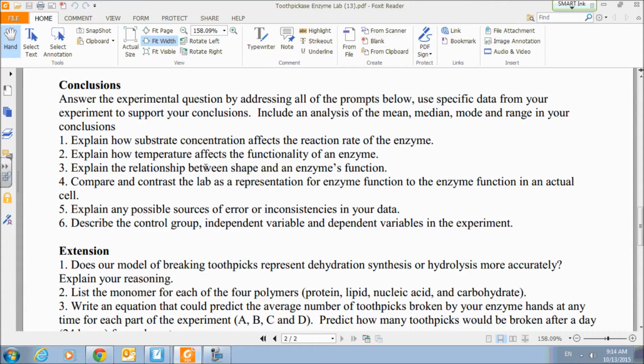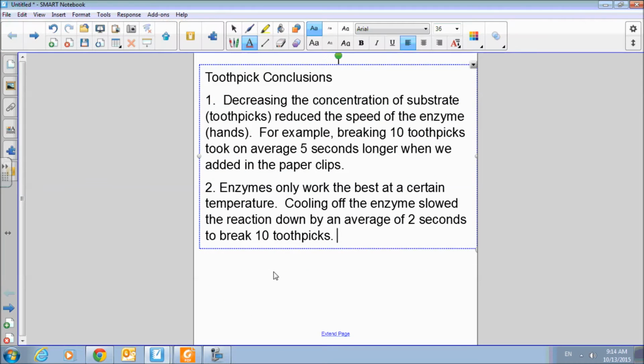Explain the relationship between the enzyme's shape and function for number 3. What happened when you changed the shape of your hands, and how did we do that? We taped our hands to change the shape of them. Did that affect how your hands worked or not? Yeah. Absolutely. It slowed them way down. I think this is the biggest slowdown that we had in the whole exercise.